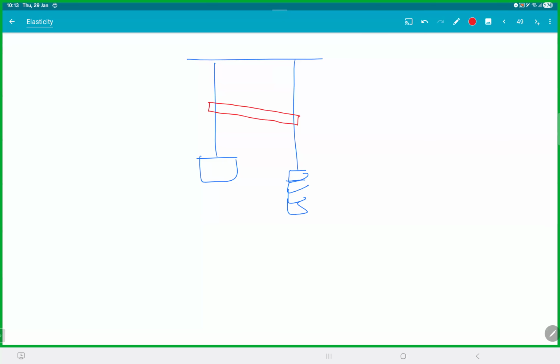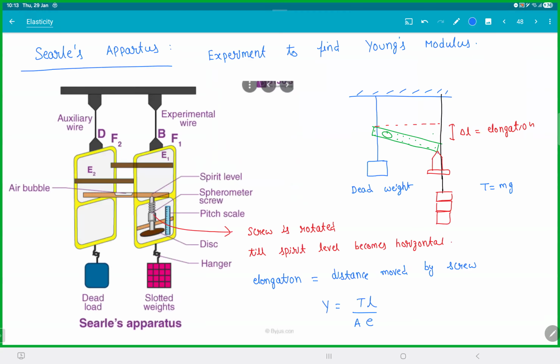Again, what is the experiment? Listen, we have a reference wire. You bring your experimental wire, you keep adding weight. When you keep adding weight, the wire will start stretching. When the wire starts stretching, the spirit bubble, which is horizontal, starts becoming like this. Then you have a screw at the bottom here, which when you rotate, it will push the spirit bubble up. Again, it becomes flat. So the distance moved by the screw will be the elongation. I know the tension, elongation, area, length. Put everything in the formula, you get your Young's modulus. Any doubts on the experiment? All clear with this?